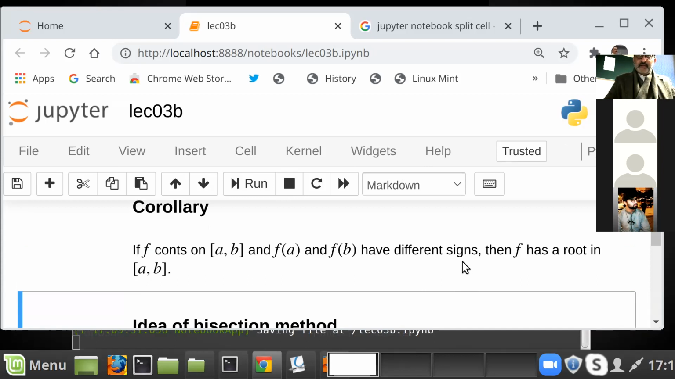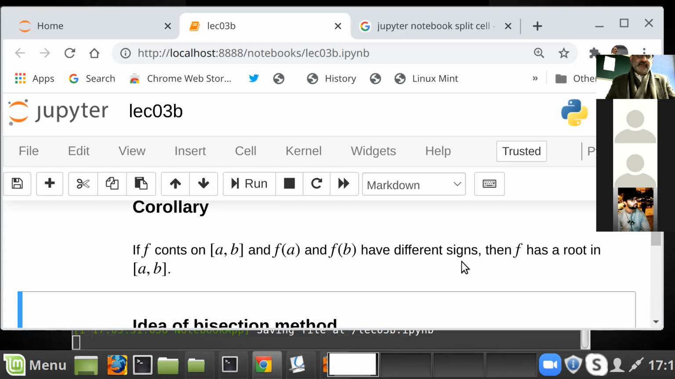Okay, so if f is negative on one end of the interval and positive on the other end, and f is continuous on the interval from a to b, then at some point f takes the value 0. So there is a root somewhere between a and b.